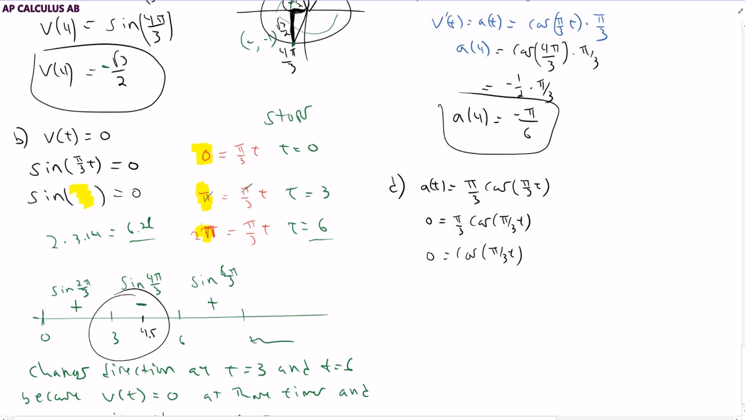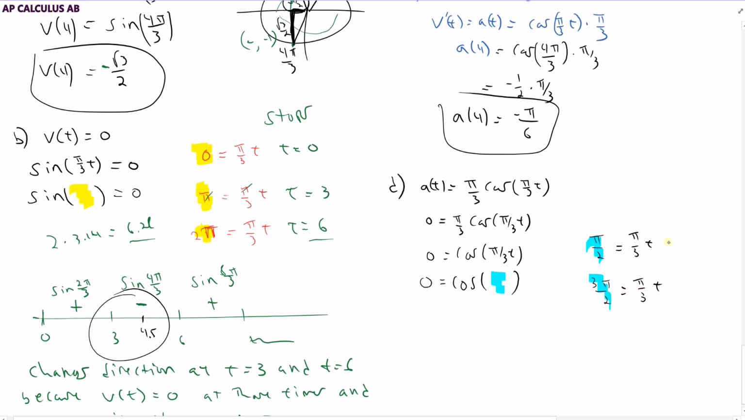And then this is the same idea, right? I'm trying to figure out, cosine of what gives me 0? And the answers are pi over 2 and 3 pi over 2. Those are the things that if I get those inside the parenthesis, I will get 0. But that's not what I have in there. I have pi over 3t in there, and I need to figure out what's the t value that gives me that.